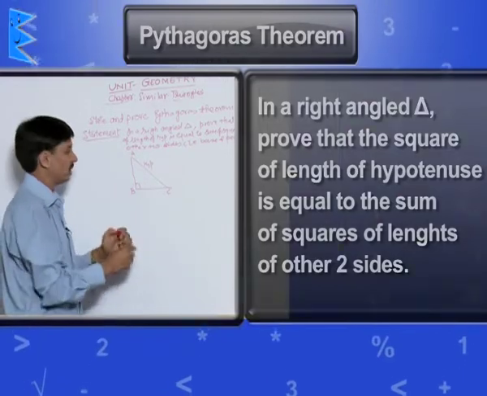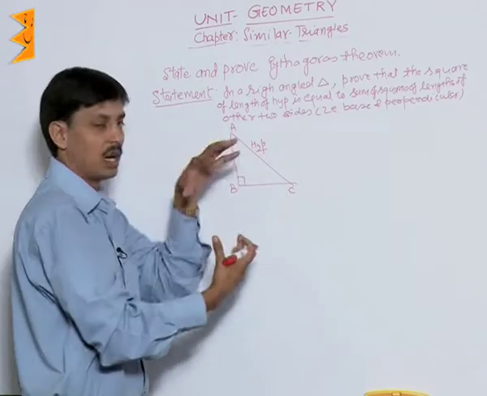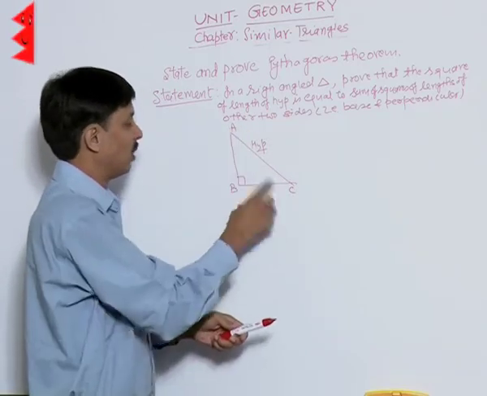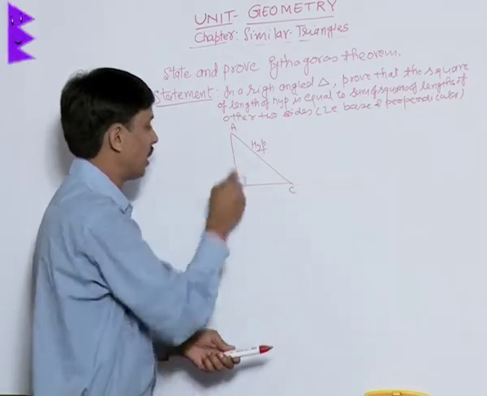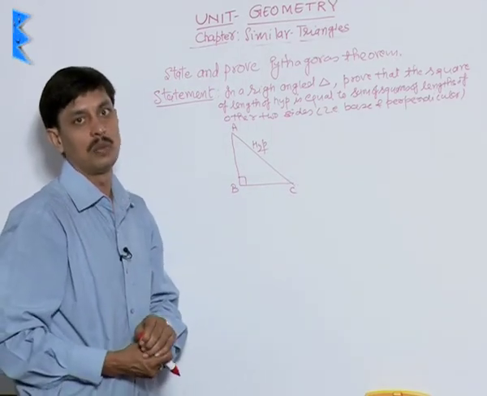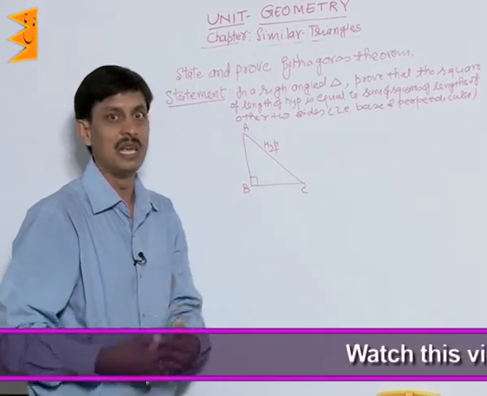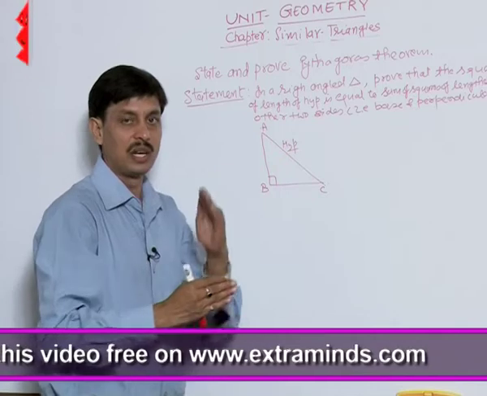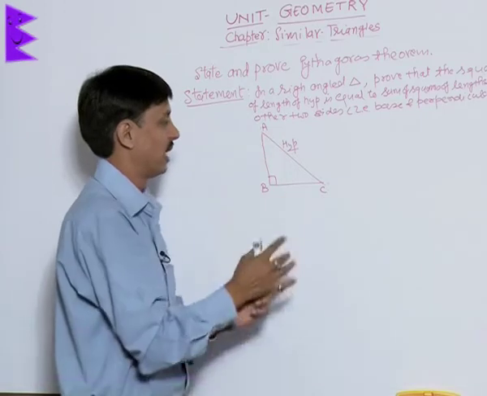A triangle has three sides. One side is named the hypotenuse, then the other two sides, AB and BC, are named base and perpendicular. If you take AB down, AB will be the base and BC will be the perpendicular, but in this situation BC is the base and AB is the perpendicular. So the Pythagoras theorem's statement is that in a right angled triangle the square of the hypotenuse length is the same as the sum of squares of the lengths of the base and perpendicular. So this part of the statement is very clear.